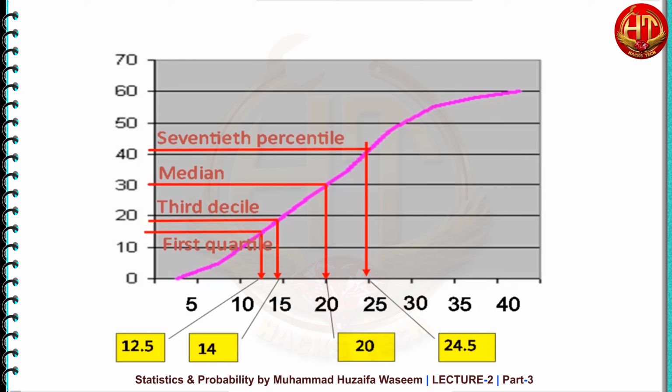Okay, from that point a horizontal straight line is drawn from 30 on the y-axis, parallel to the x-axis, to meet the CAH curve. From the point of intersection, draw a line perpendicular to the horizontal axis which meets the x-axis. So this is your median answer, which is 20. Same as for the third decile, the first quartile and the 70th percentile. You can see that in this graph, these are your answers.